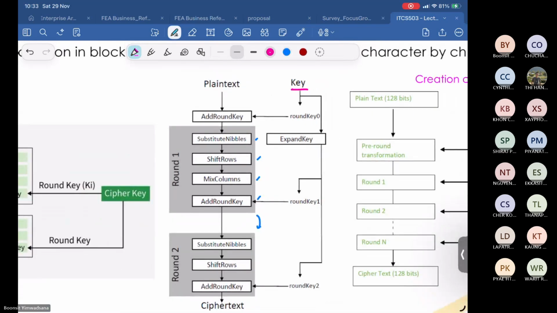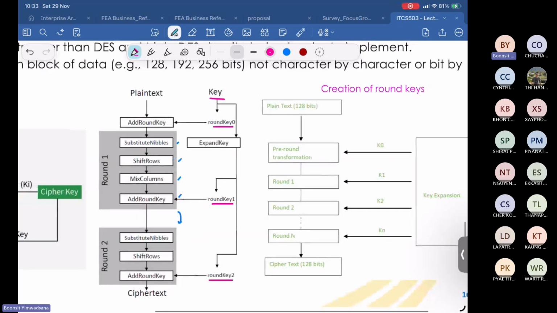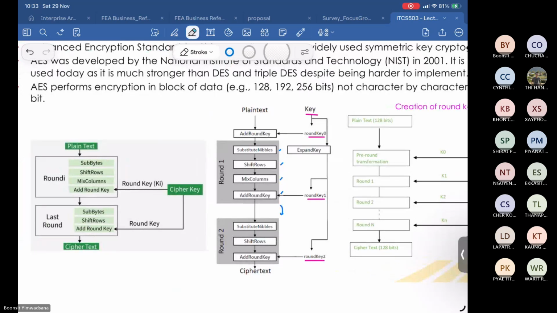And the key itself is separated into key number 1, key number 2, and key number 3, or key 0, 1, and 2. So you can see that this is the creation of these keys. And since we have all these keys, and then we perform this conversion from plain text, we can start making the encryption, and then we get the ciphertext.